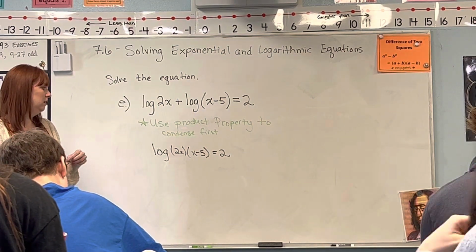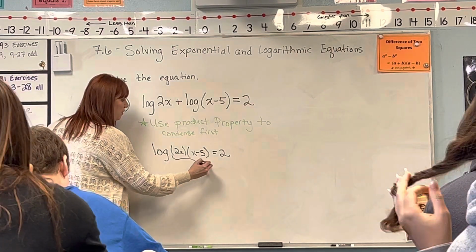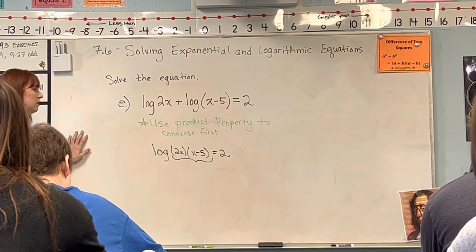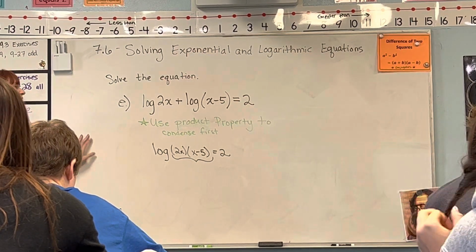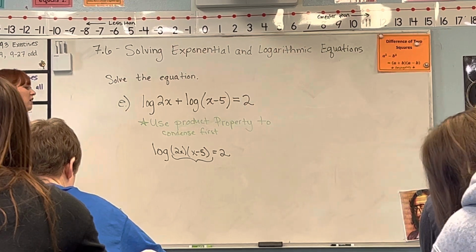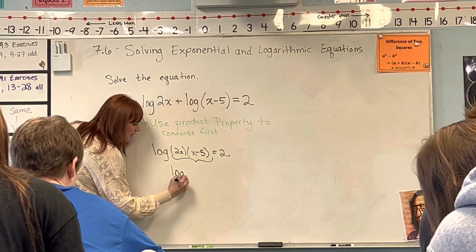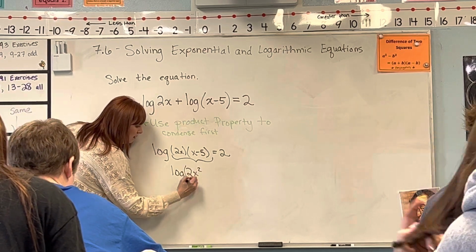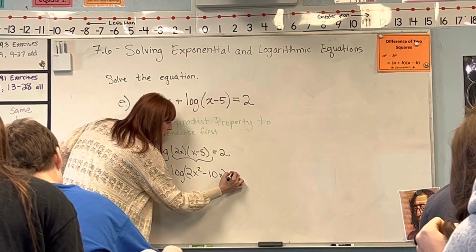Then you do the x minus... Let's multiply this together first. Oh, just kidding, that wouldn't work. Wait, multiply. Well, this is just the distributive property. So 2x times x is 2x squared, and then negative 10x equals 2.